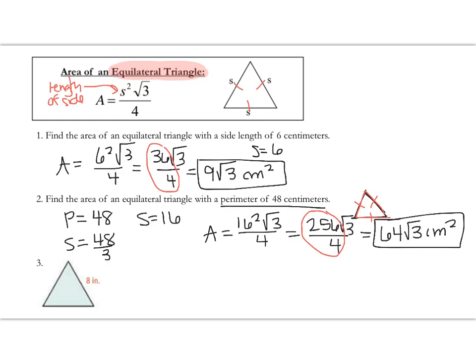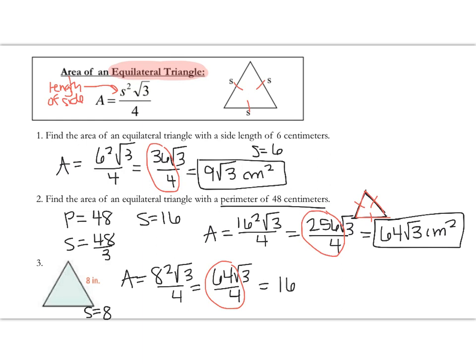The last one, number 3, what I need you to recognize looking at that is that even though it's a picture, this is an equilateral triangle and they're giving you the side length, so you can use the same formula. The side length right now is 8, so I can put in 8 squared radical 3 over 4. I get 64 radical 3 over 4. And then I'm trying to divide these outside numbers to simplify it down. And you get 16 radical 3 inches squared.